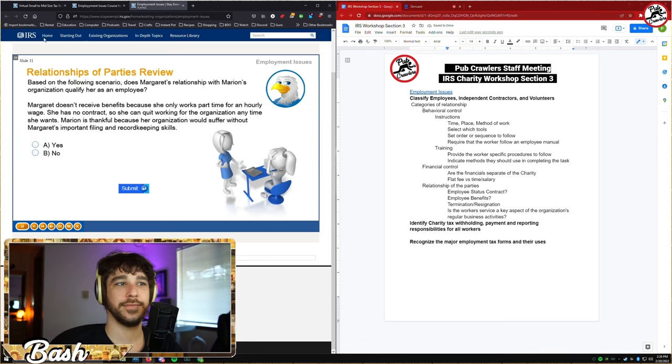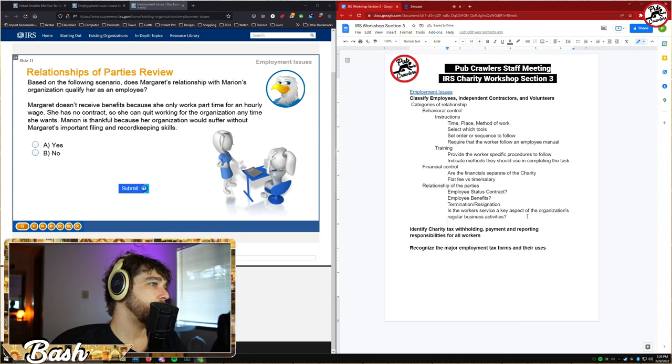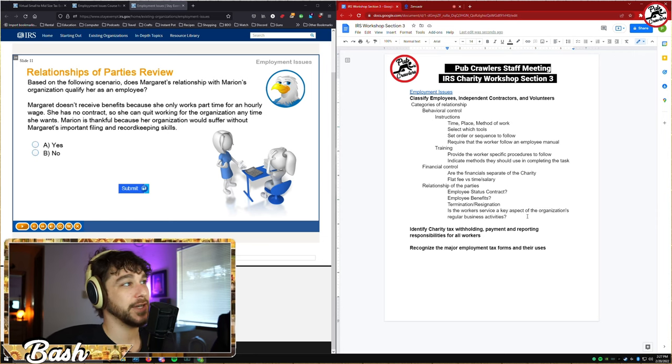Relationships of the party review. Does the relationship with your organization qualify you as an employee? Select the best answer, then select the submit button to check it. Margaret doesn't receive benefits because she only works part-time for an hourly wage. She has no contract, so she can quit working for the organization at any time she wants. Marion is thankful because her organization would suffer without Margaret's important filing and record-keeping skills. All right, so what do you think it is? Does Margaret's relationship with Marion's organization qualify her as an employee?